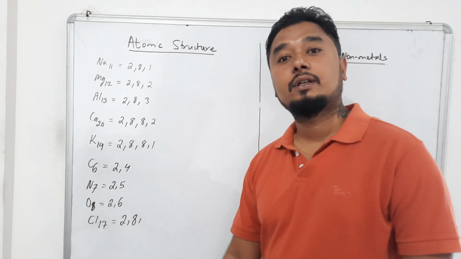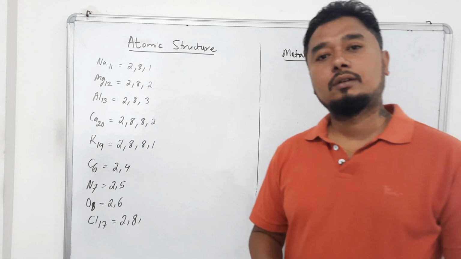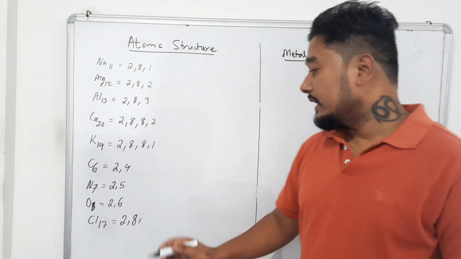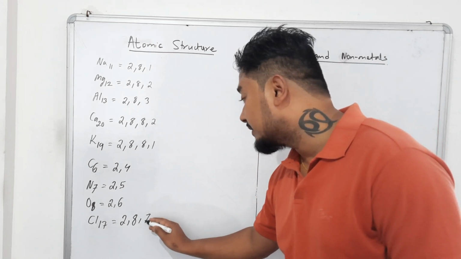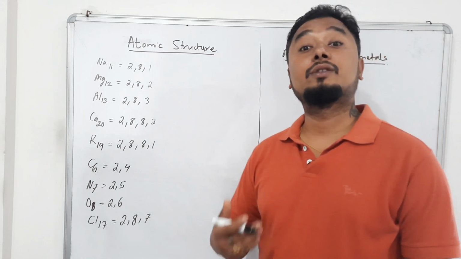So how much is left? Out of 17, 10 is gone. So how much is left? 7. In the third cell, capacity is 8, so you can easily put 7, because third cell capacity is also 8.